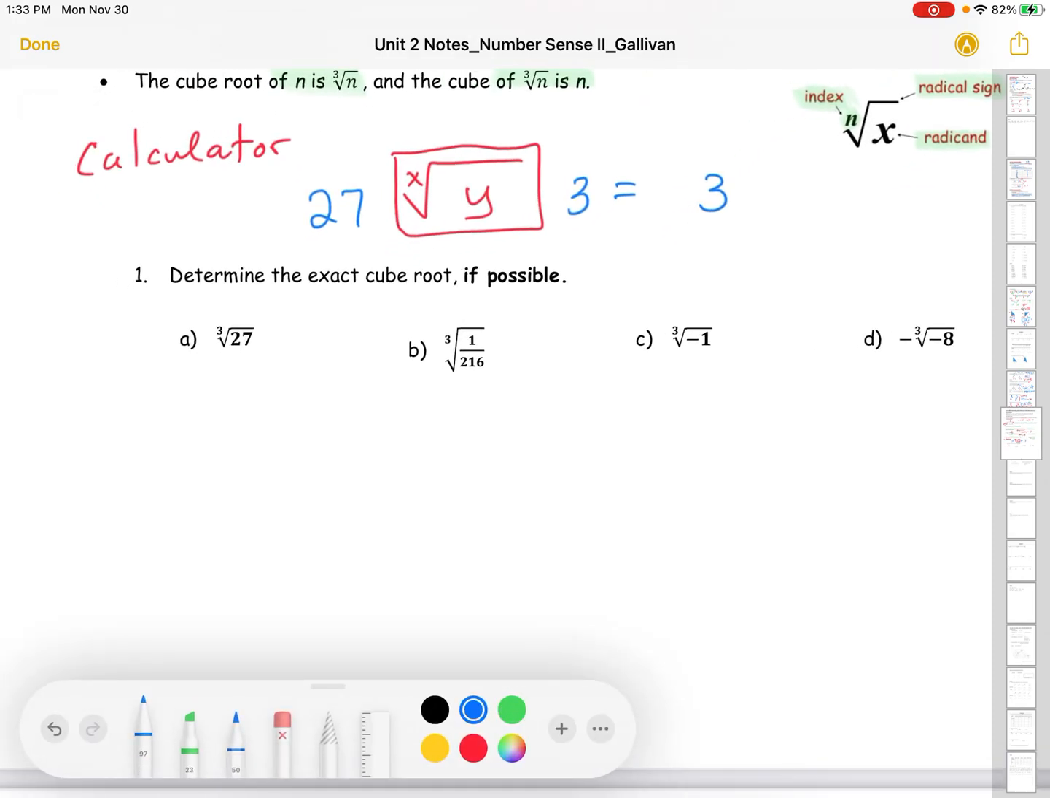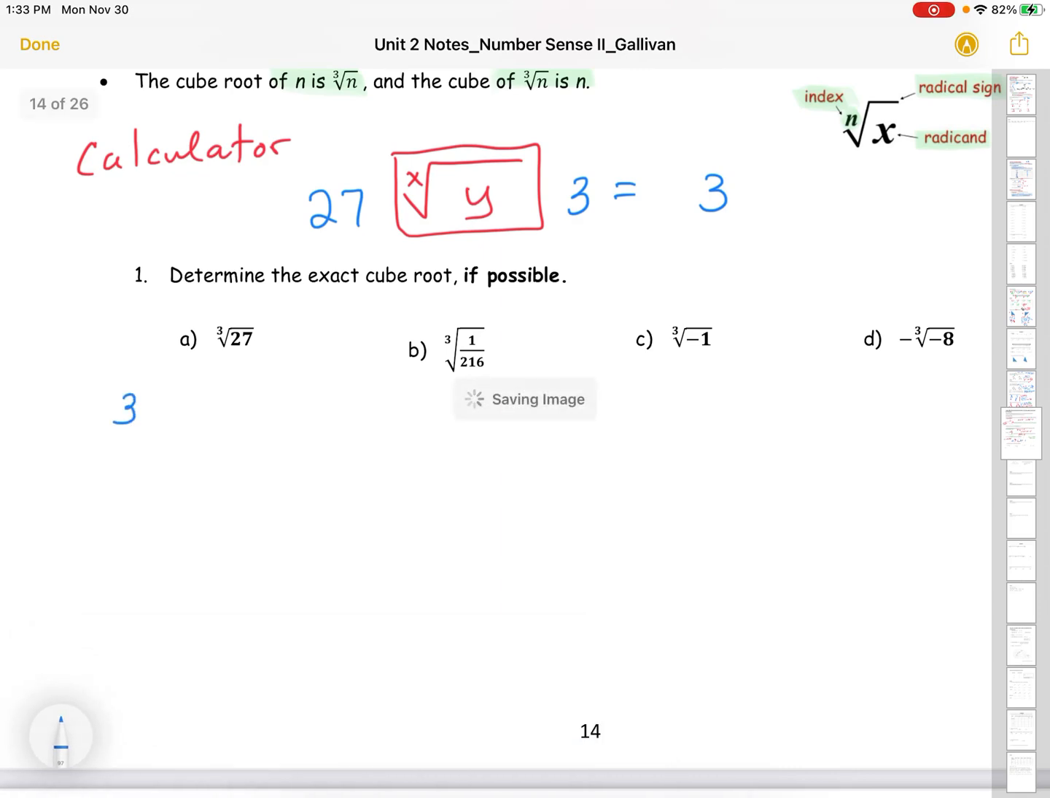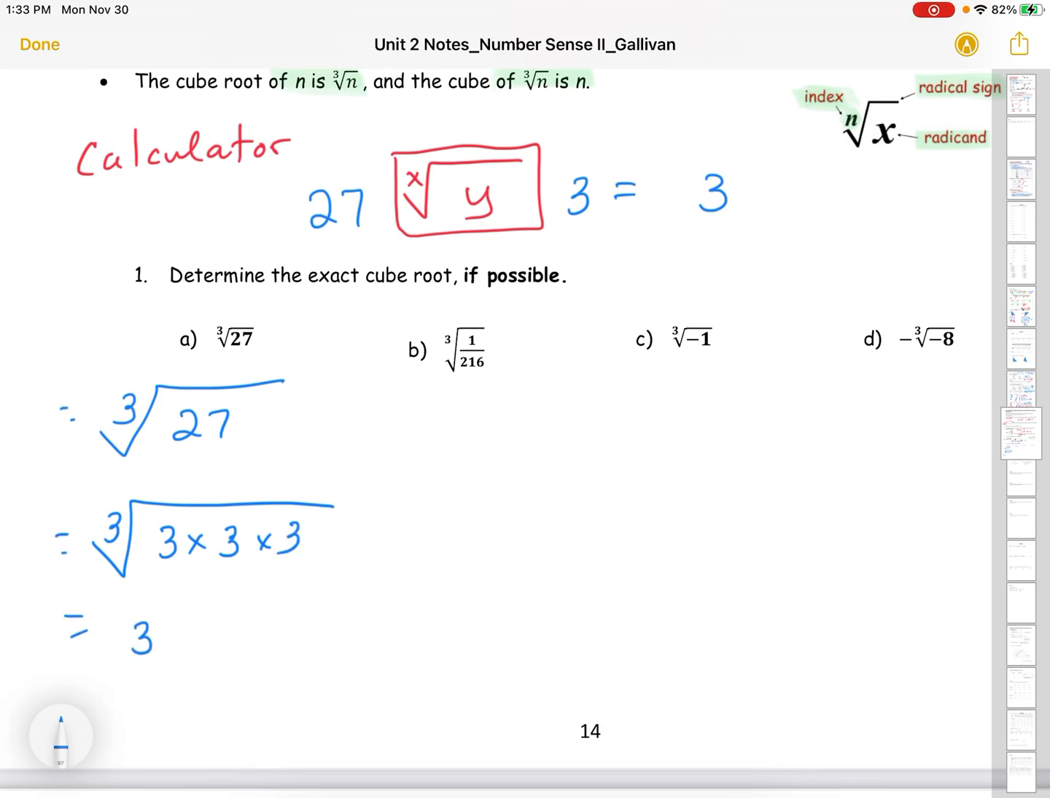So looking at this, I have the cube root of 27. Now, I know that 27 is 3 times 3 times 3, so that means that this will equal 3, because I have it times itself 3 times underneath the radical.